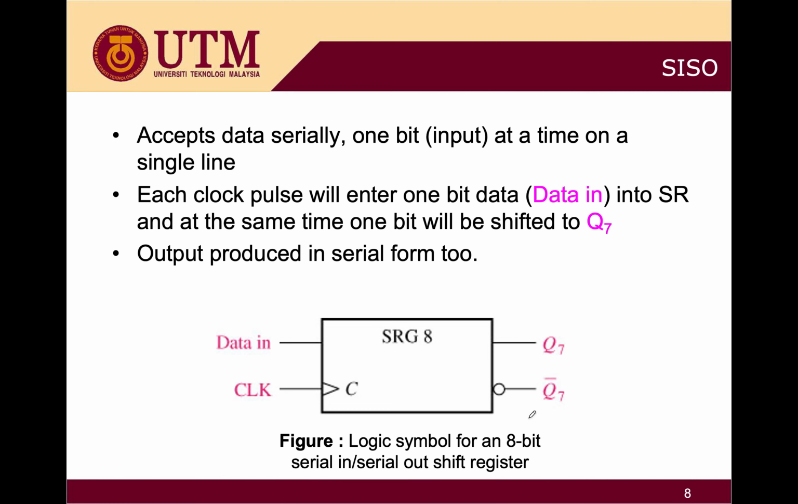Under SISO, you need to know all the characteristics of SISO, PISO, PIPO, and also SIPO. SISO accepts data serially, 1 bit input at a time on a single line. Each clock pulse will enter 1 bit. I think you can easily read it. This is the characteristic of SISO, and you can see you have the data in and a data out, which is serial in and then serial out. If parallel, it's from the top or bottom normally.